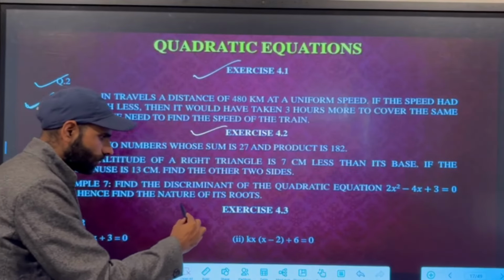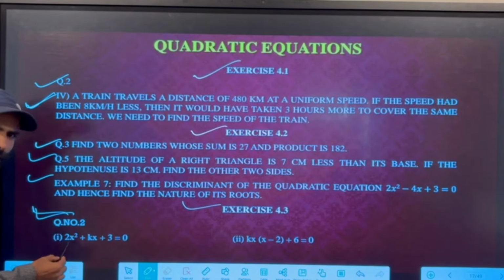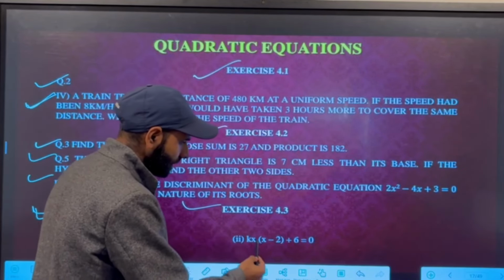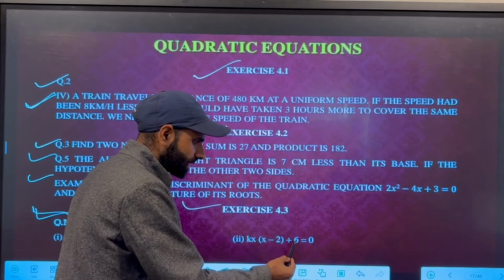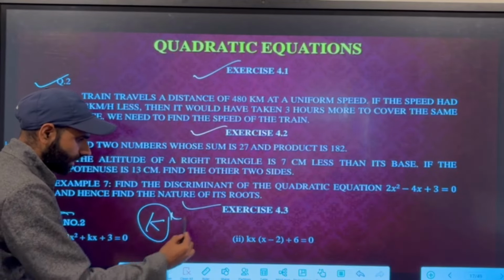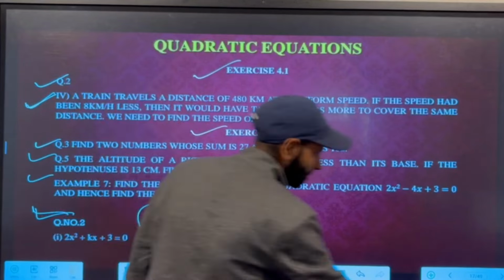From exercise 4.3, question number 2 is very important. Never miss this. 2x square plus kx plus 3 equal to 0. And kx times x minus 2 plus 6 equal to 0. In both these parts, you have to find the value of k. This is the most important question that may be asked in your board exams.